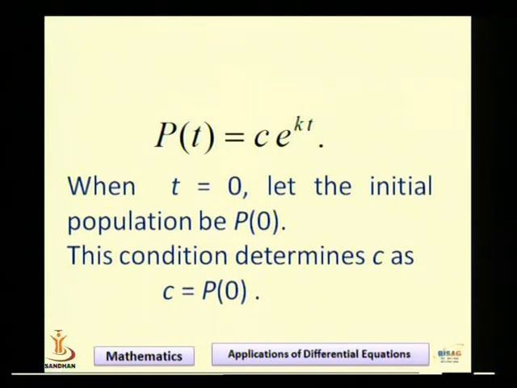That is, you are assuming that when time t is equal to 0, initially the population is P of 0. P of 0 means the initial population. And suppose you put t is equal to 0 in the equation P of t is equal to C e raised to kt. E raised to kt will become e raised to 0, and you will get C is equal to P of 0. So the constant is determined. The constant is nothing but the initial population.